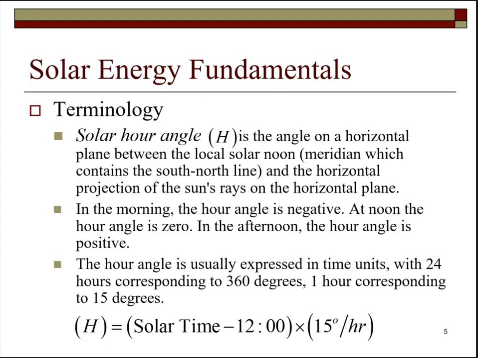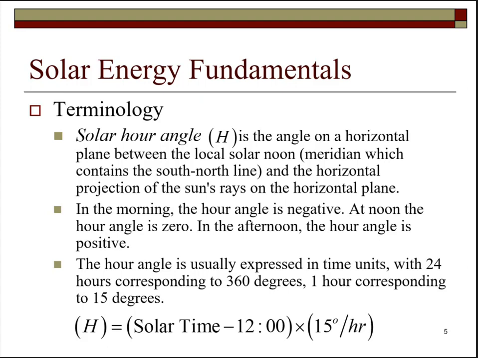It is important to understand the motion of the sun with respect to the day and the seasons of the year. Solar hour angle gives us the angular position of the sun in degrees with respect to south at different times of the day. The equation reads that the solar hour angle is equal to the solar time minus 12 hours, multiplied by 15 degrees per hour.